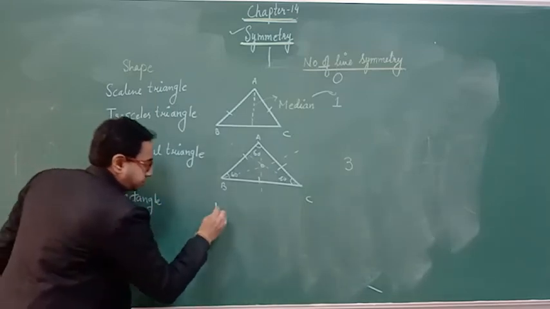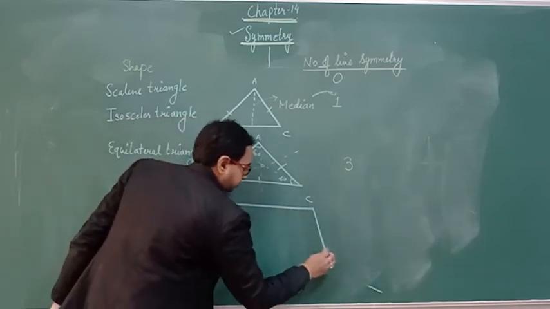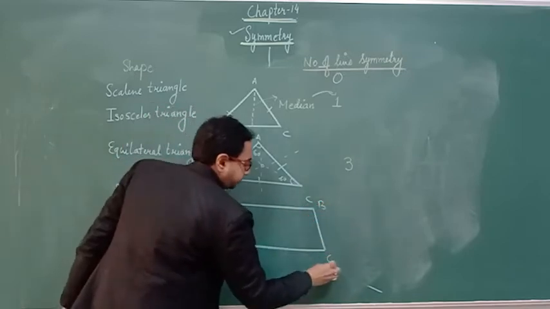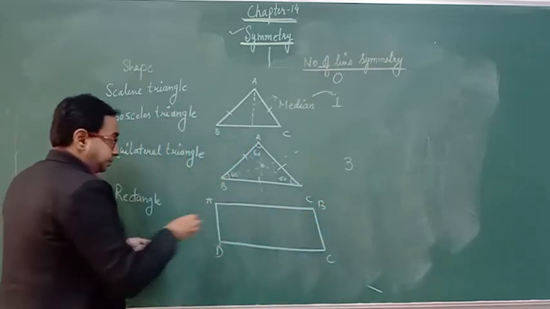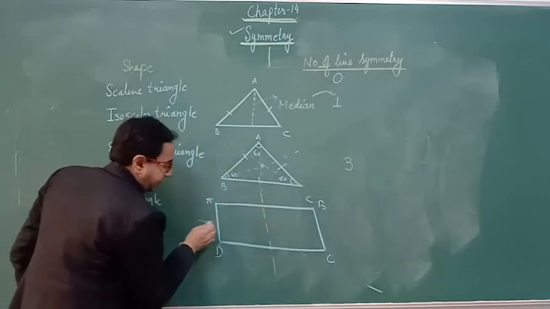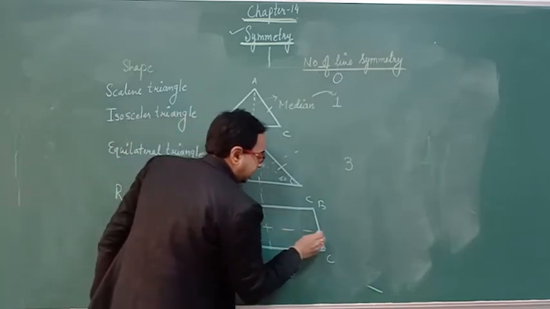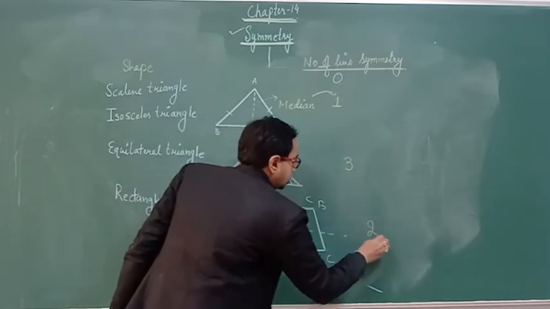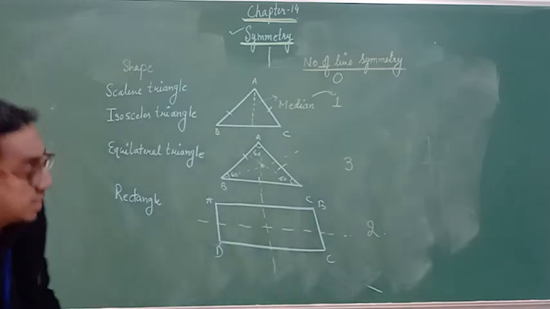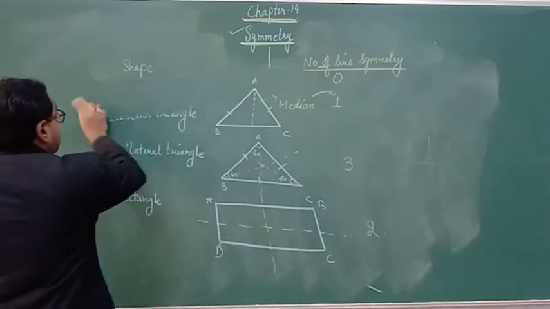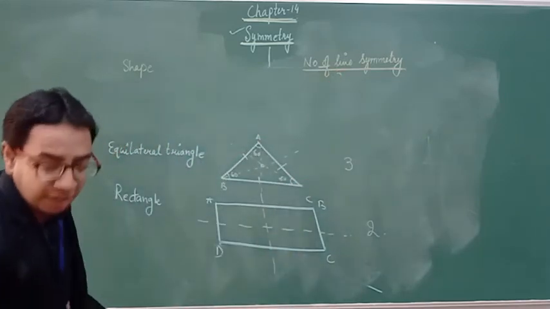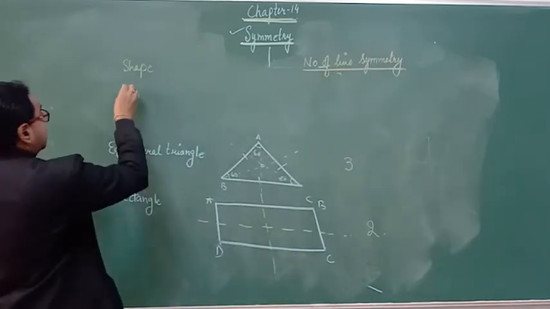Rectangle. If I cut vertically, I'll get two equal parts. If I cut horizontally, I'll again get two equal parts. Thus, a rectangle has 2 lines of symmetry. Clear? Next, let's move on. After rectangle, for sure, we'll be talking about the square.